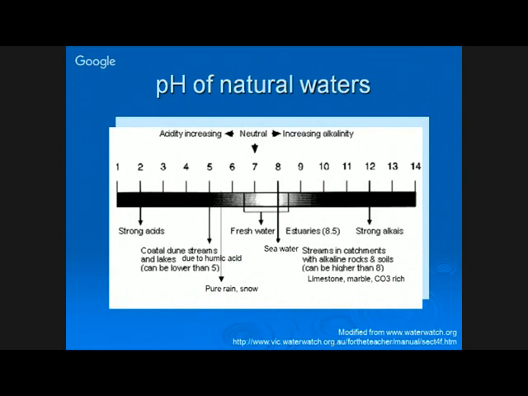Streams in catchments with alkaline rocks also affect water quality, because strong alkalis are discharged from these rocks, and in that case the pH goes as high as 11 or above. Then this water becomes alkaline.